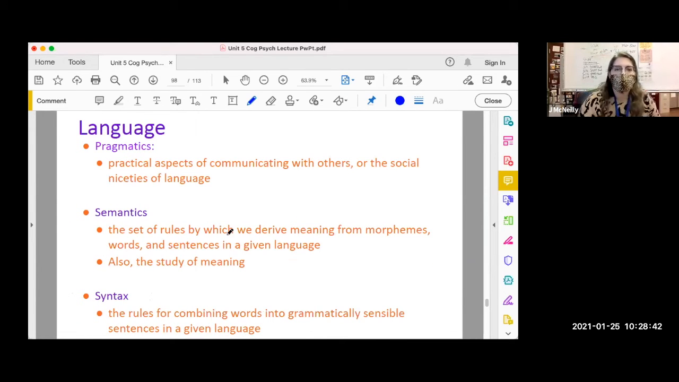I mean, semantics, or the study of meaning, is where we derive meaning not only from morphemes, but from entire words and sentences. And that's essentially what language is. It's what do you mean by this?